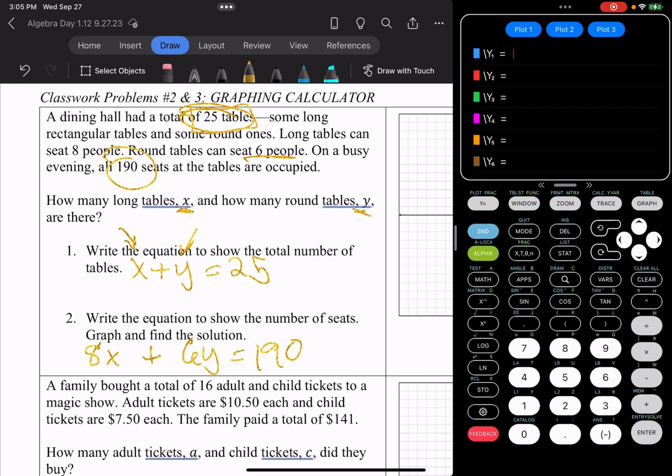So we're going to start by solving for y here. I'm going to subtract x on both sides, and we will get y equals negative x plus 25. That's our first equation, so I can go ahead and put that in, negative x plus 25. Now the second equation is from this one, and that's going to take a little bit more work.